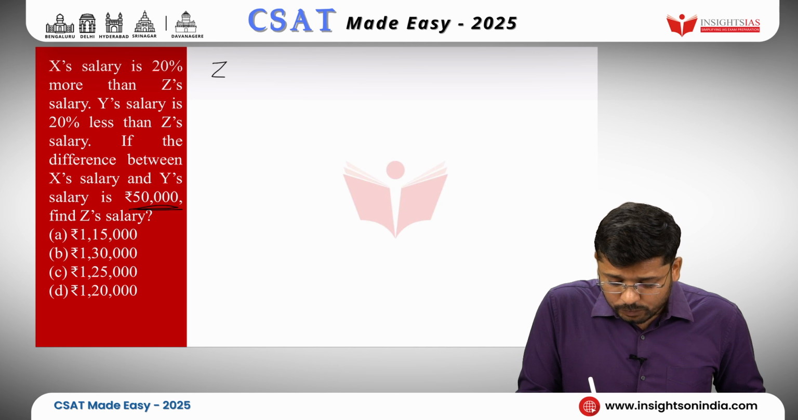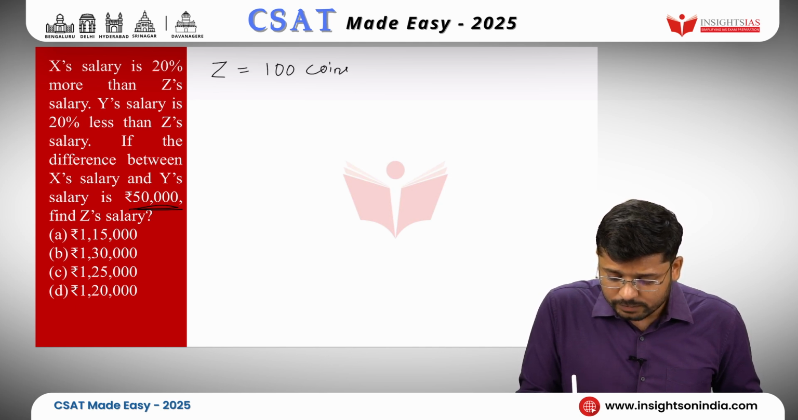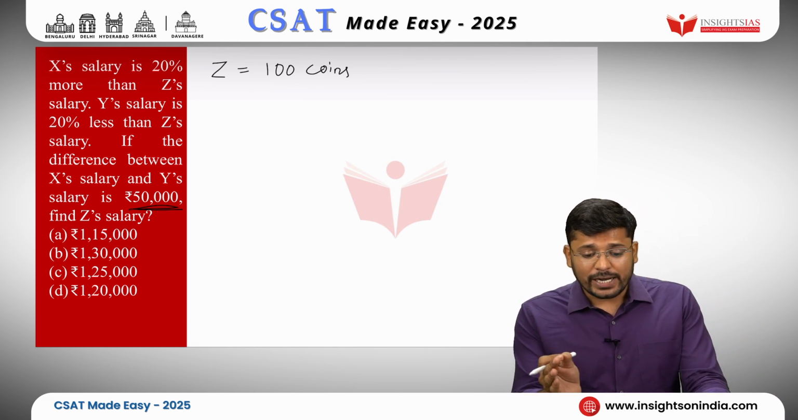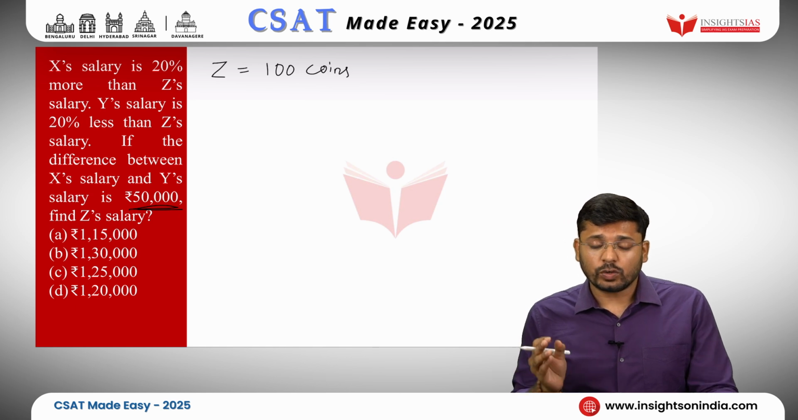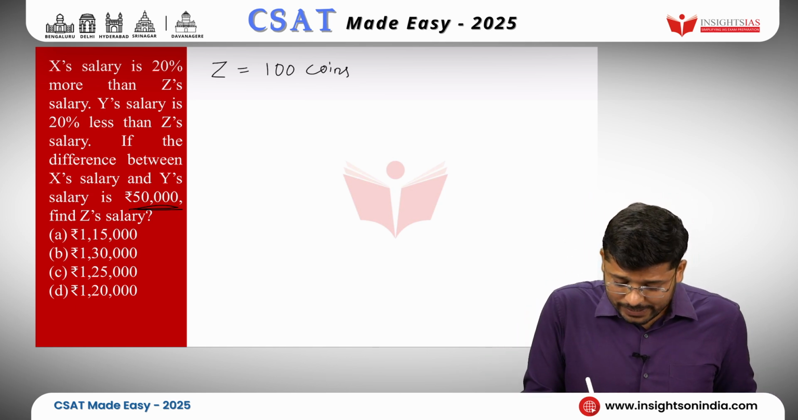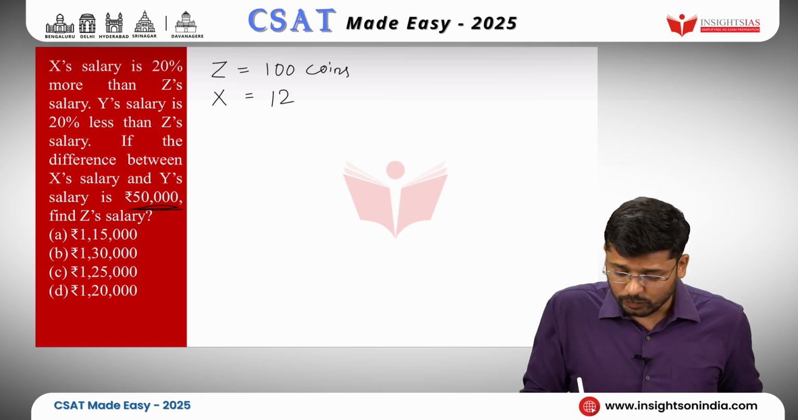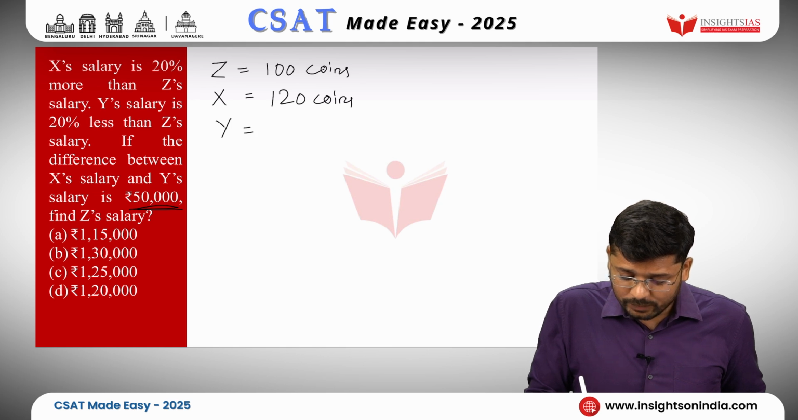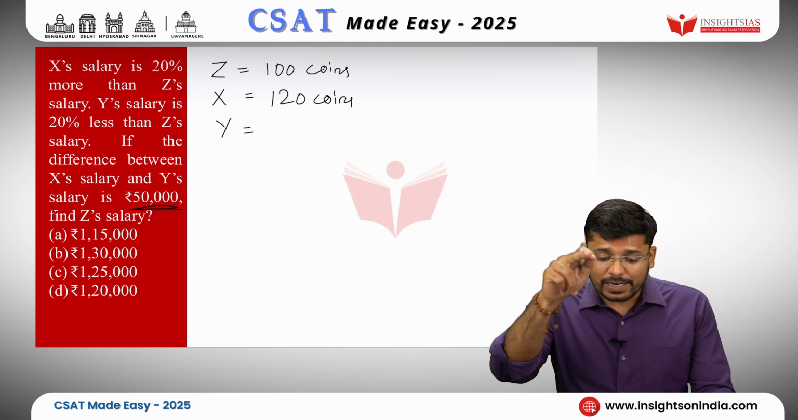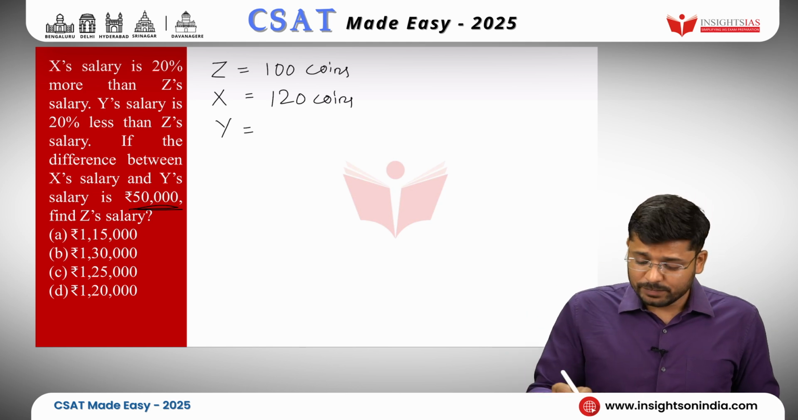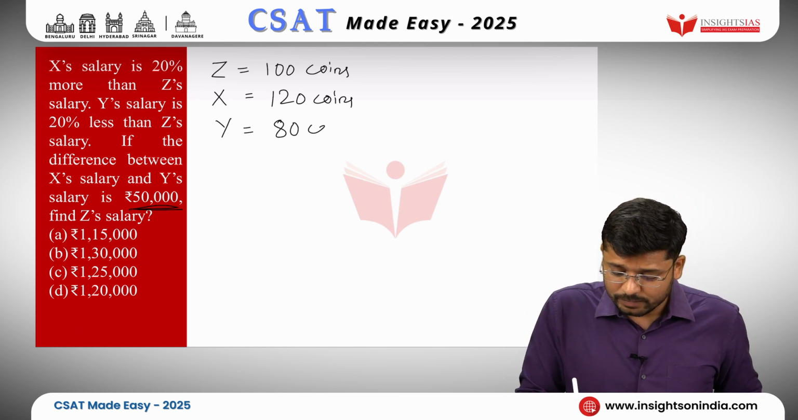Now, we will assume the salary of Z to be 100 coins, and X's salary is 20% more than Z's salary. So, if Z's salary is 100 coins, X's salary would be 120 coins, right? 120 coins. And what about Y's salary? Y's salary is 20% less than Z's salary. So, Z's salary is 100. So, 20% less than 100, that would be 80, right? Okay.